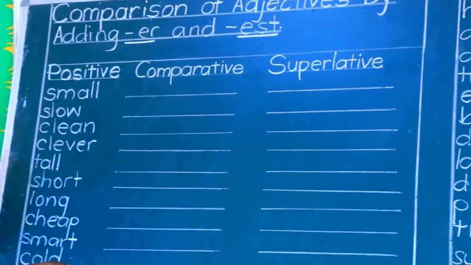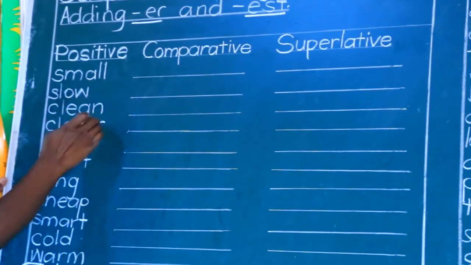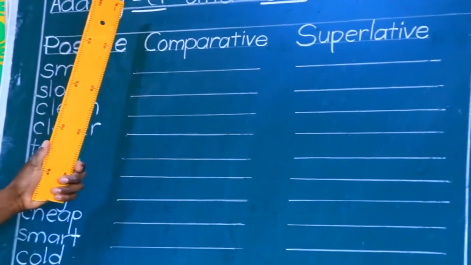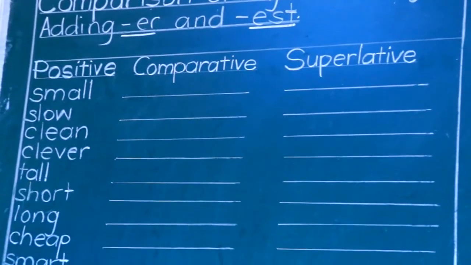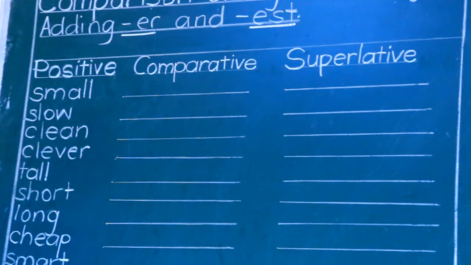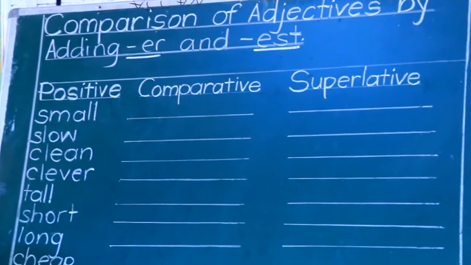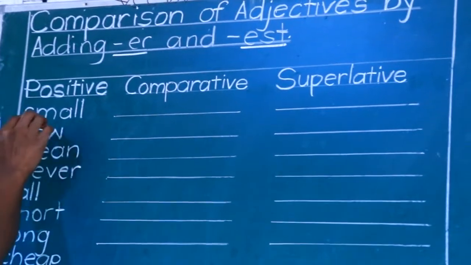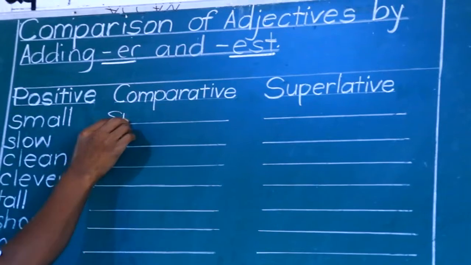Let's try with example 1, which is small. When you look at these adjectives in this list, the ones that form the comparative by simply adding ER to the positive degree of the adjective are in the same category. They are one-syllable adjectives. In other words, some books or some teachers call them short adjectives. We have small, which changes to comparative and becomes smaller.